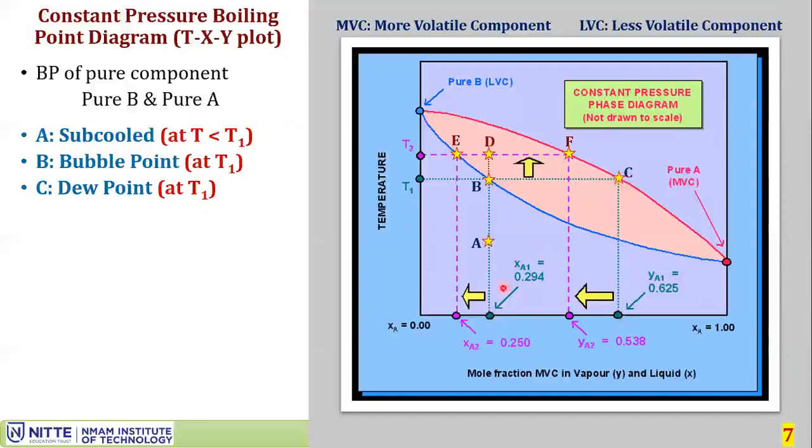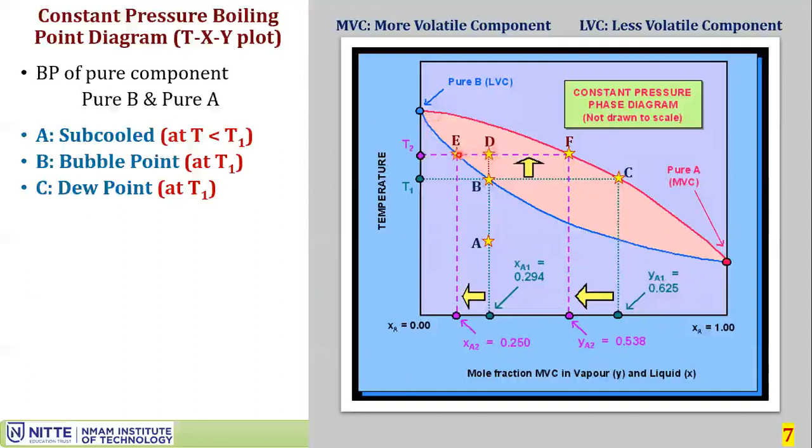So that is 0.294 in the liquid phase, and the vapor will be 0.625. And further if I heat it, it will reach the point D, that is temperature T2. I will heat from T1 to T2, higher temperature. So D. Now within this region of VLE, it is unstable. That means it will separate into two layers.